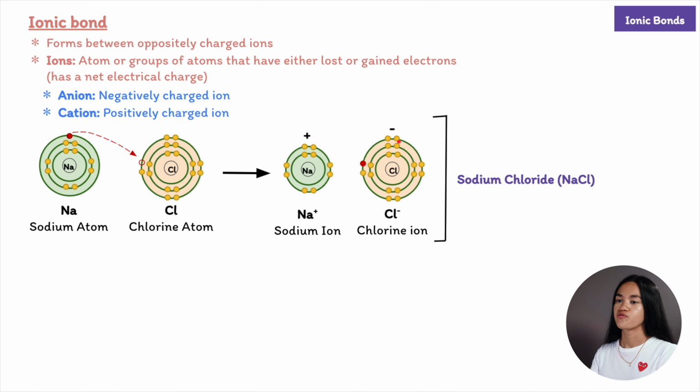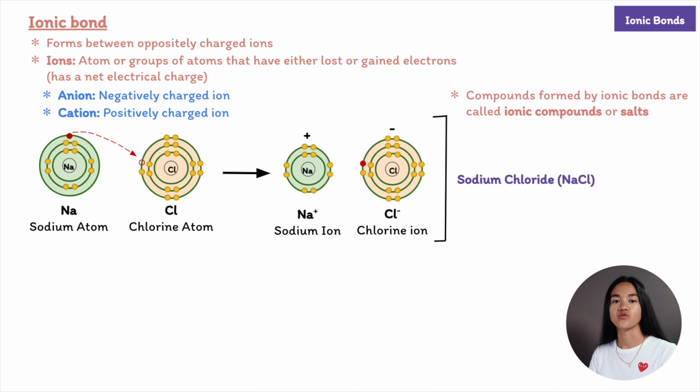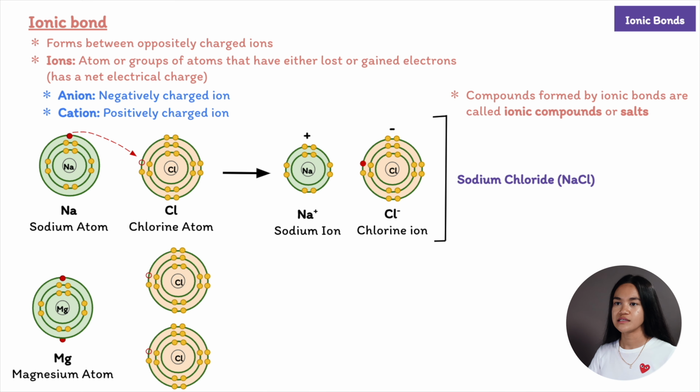Recall that compounds form when two or more atoms of different elements combine, and compounds formed by ionic bonds are called ionic compounds or salts. Okay, so that's sodium chloride. Let's now use another example, but this time where the compound has a different number of cations and anions. Let's use magnesium chloride, which consists of 1 magnesium ion and 2 chloride ions.